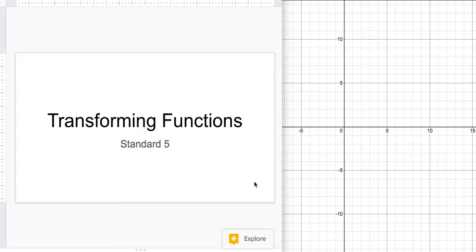Year review for Standard 5, Transforming Functions. It would be a good idea to wait on this particular slideshow movie until you've studied multiple functions, but it's okay because you can probably figure things out even if you're not familiar with the function being used. So here we go, transforming functions.